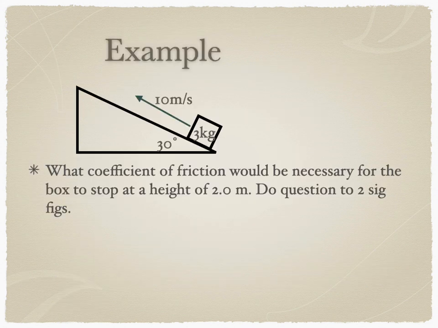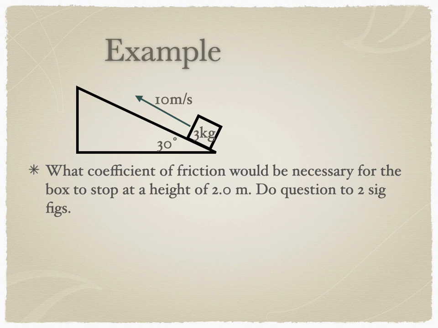Okay, next example. This one, we have an inclined plane. We have a box that's starting moving upwards at 10 meters per second. The box weighs 3 kilograms. And we want to know what coefficient of friction would be necessary for the box to stop at a height of 2 meters. And we want to do the question to 2 significant figures.